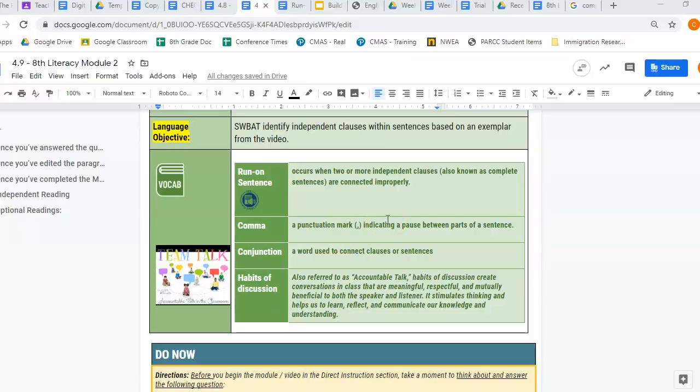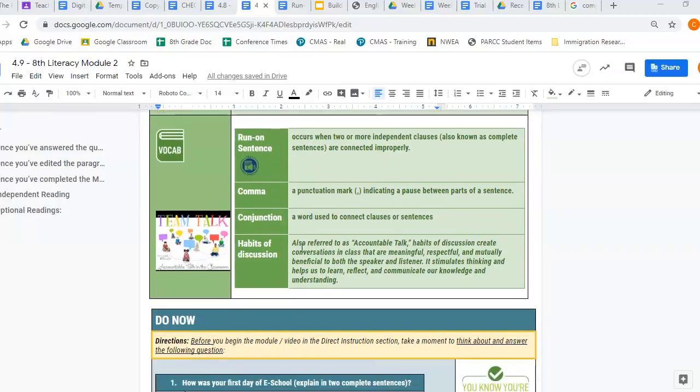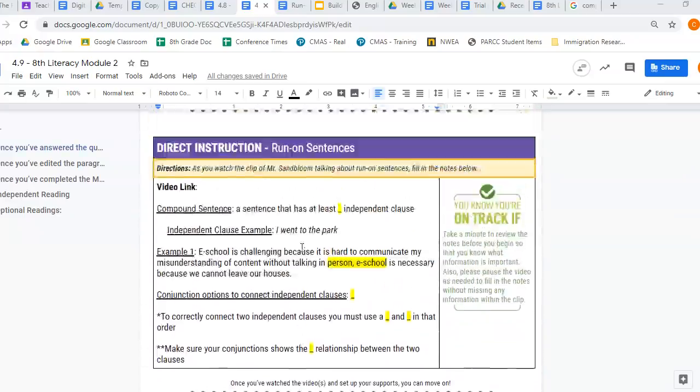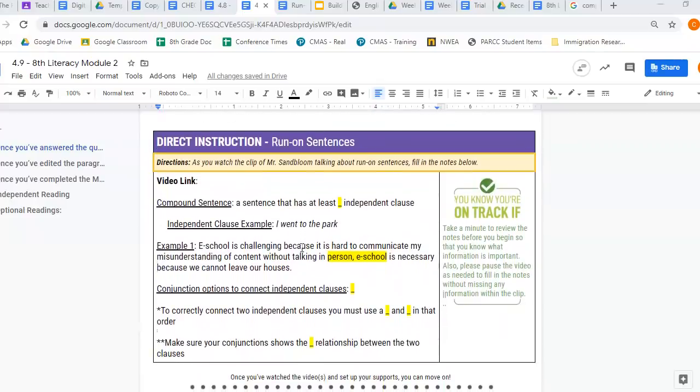And last but not least is a conjunction. A conjunction is a word that is used to connect clauses or sentences. So examples of that could be and, but, or, whatever one of those you choose to connect your clauses. So now that we've reviewed the important vocabulary, I want to scroll back down to our notes for today.